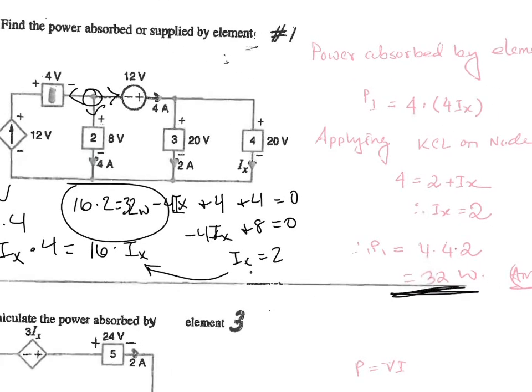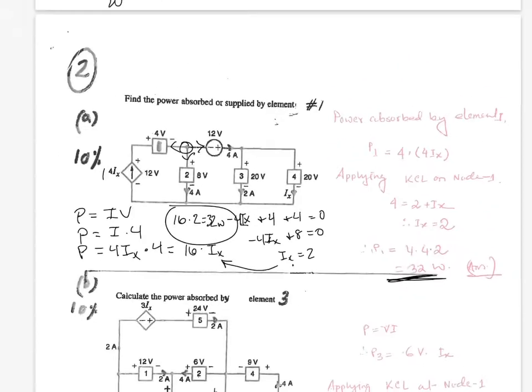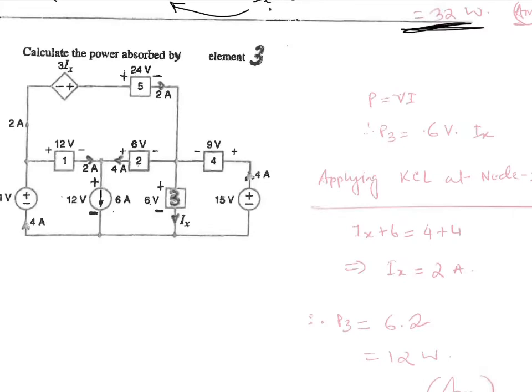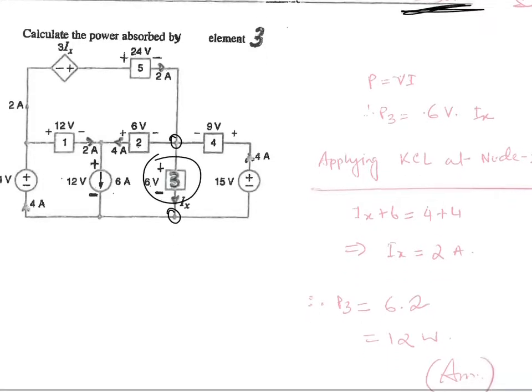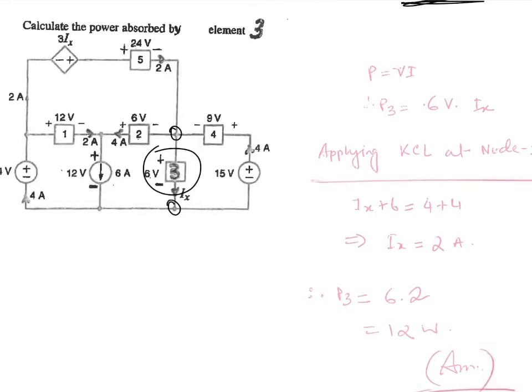And that is 32 right there. Calculate the power absorbed by element 3, which is here. So we can pick either this node or this node to find how much power is flowing through that branch right there. The professor uses this one down here, so we can explain that. I can do both actually.